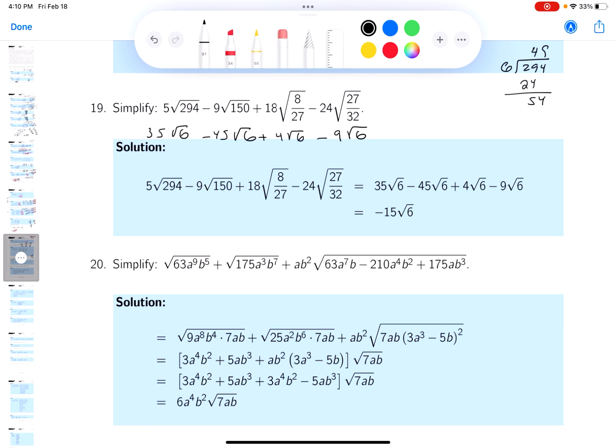Root 6. What do I notice? Everything's a root 6. Lo and behold. So what do you get? Minus 10. Let's see, minus 6. Minus 15. I'm combining the numerical coefficients of the root 6, by the way. All right, that's my answer.